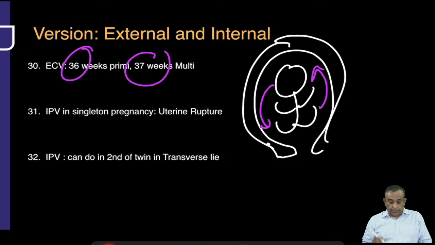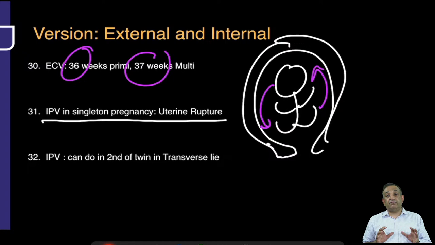Internal podalic version: you cannot do internal podalic version when the patient is in labor. Internal means you put your hand inside the uterus. When can you put your hand inside the uterus? When the cervix is totally dilated, when she is in advanced labor. But you cannot put your hand inside and turn a baby then, because the uterus will rupture with the turn. So when can you do internal podalic version? Only in one condition: when you put your hand inside the uterus through the vagina and cervix and turn the baby, the uterus must be relaxed.